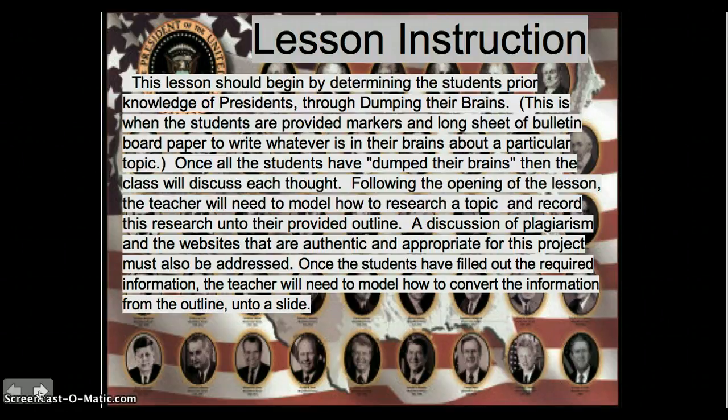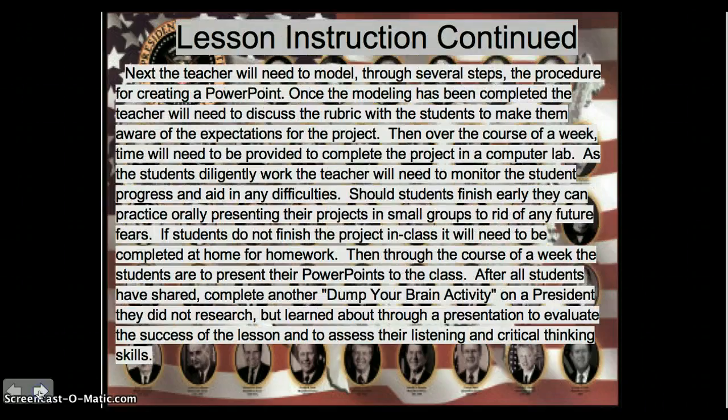A discussion of plagiarism and the websites that are authentic and appropriate for the project must be addressed. Once the students have filled out the required information, the teacher will need to model how to convert the information from the outline onto a slide. Next, the teacher will need to model through several steps the procedures for creating a PowerPoint. Once the modeling has been completed, the teacher will need to discuss the rubric with the students to make them aware of the expectations for the project.